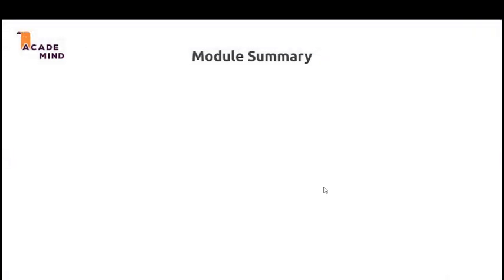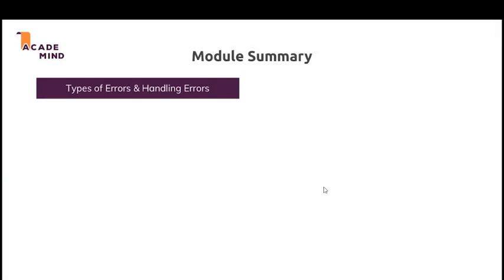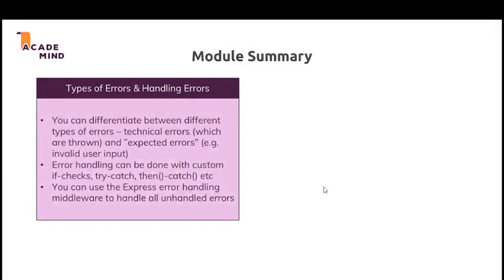That's it for this module. We had a look at the different types of errors and how to handle them. You can differentiate between a couple of different errors. There are technical errors where you get this error object and where someplace in your application throws an error with the throw keyword, and you can do that on your own, or some package or Express or Node itself does this. And you can handle these errors with try catch or with then and catch in a promise, for example.